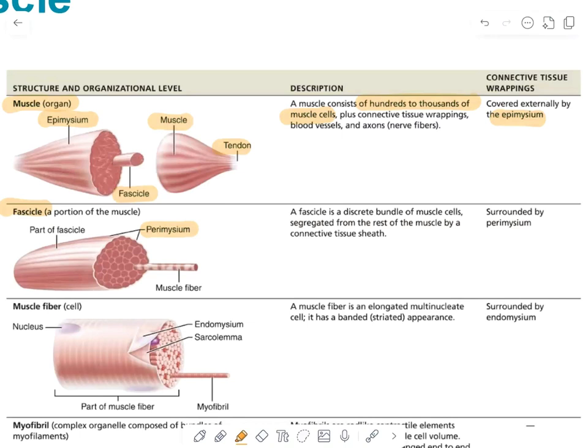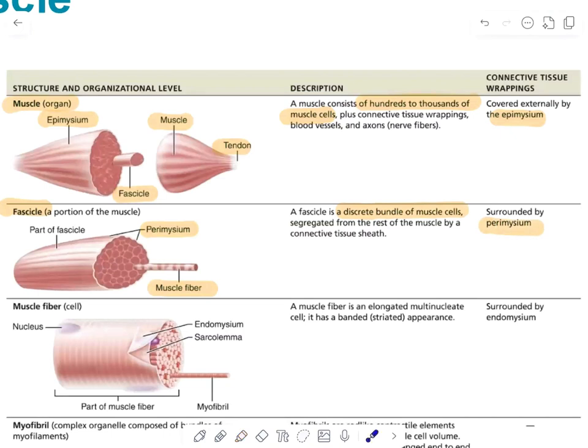Then if we take out an individual muscle fiber, we see it on this particular row. If we could imagine a group of hot dogs and you put a rope around all the hot dogs, that would be the perimysium. Then if we took one individual hot dog out, that hot dog would represent the muscle fiber. So the fascicle is a discrete bundle of muscle cells and it's surrounded by the perimysium.